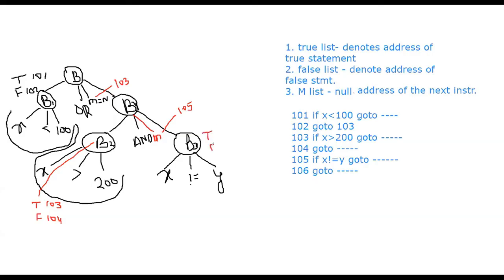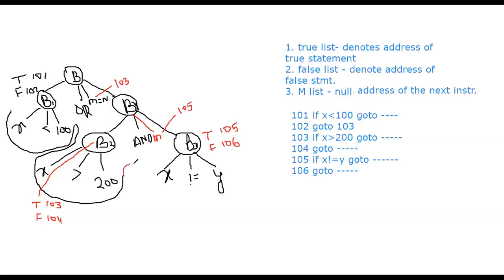Now we'll create the list of B3, true list and false list. Now where is B3 written? B3 is written at line number 105. So true list will contain 105. Where is the false statement written? The false statement is written at 106 line. So the false list will contain line number 106. So I hope this much is clear to you.